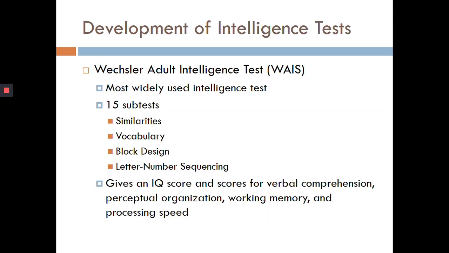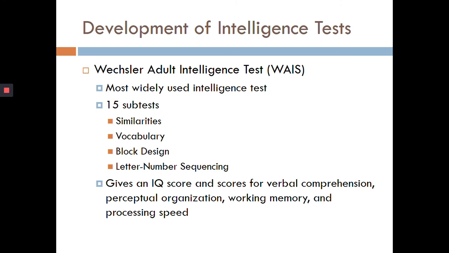All right, another intelligence test that's widely used, actually it's the most widely used intelligence test, is the Wechsler Adult Intelligence Test, or the WAIS, which they also have a children's version. And basically what it's going to do is take 15 different subtests. Things like looking for similarities between 2 objects. You're looking at vocabulary. How do you define things? Block design, where they give you like 4 blocks and you have to make a picture. And then letter and number sequencing. So like ascending order, letters in alphabetical order. Can you remember the order that the numbers that I gave you go in, that kind of thing.